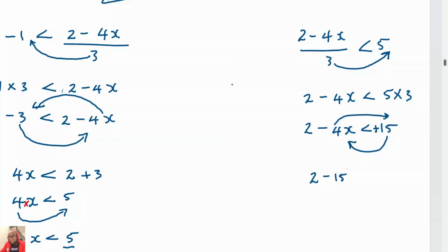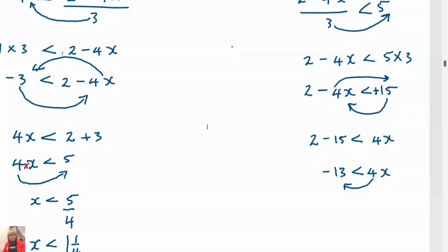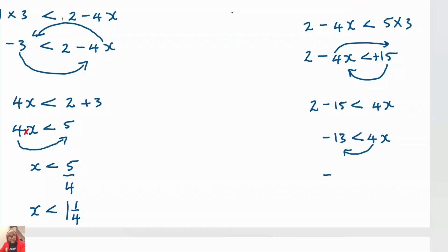So you'll have 2 minus 15 is less than minus 4x, which will become plus 4x on this side. 2 minus 15 would be -13, right? -13 is less than 4x, right? When I carry the 4 here, what do I do with it? Divide. So this will be -13 divided by 4 is less than 4x. All right? Everybody good there?